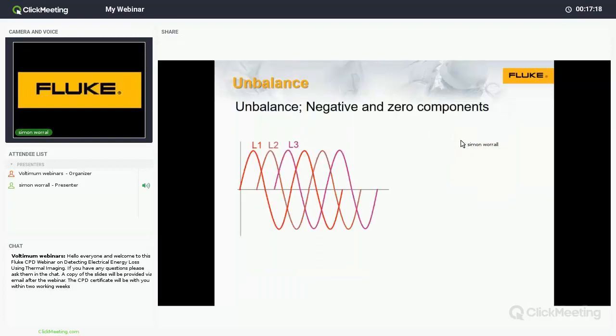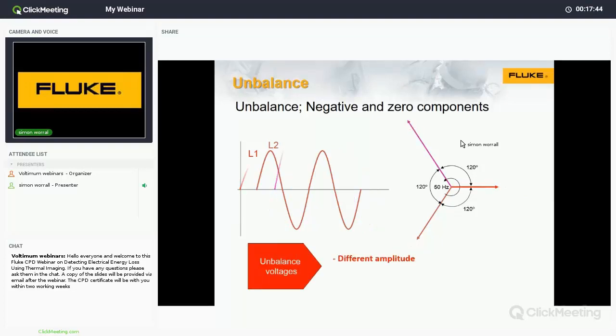So what is imbalance? On a three-phase system, we want all the voltages to have the same magnitude. In the UK, it's 230 volts. So we want each phase, L1, 2, and 3, to have the same voltage. We also want them to be separated by 120 degrees. If they have the same magnitude with the same phase separation of 120 degrees, that is a perfectly balanced system.